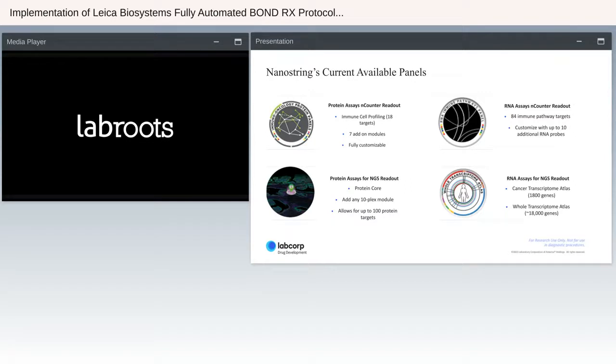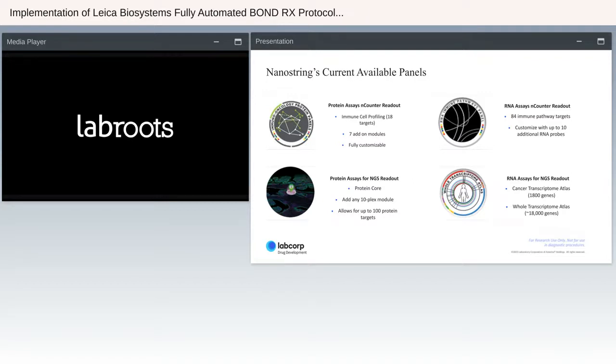And also this allows for full customization. So any antibody of interest, as long as it can be labeled by the oligonucleotide tag and or be fluorescently labeled for a morphology, we can add these into that protein assay readout.